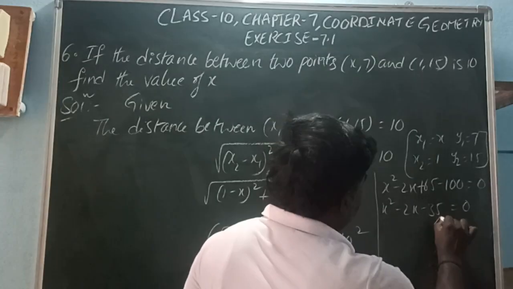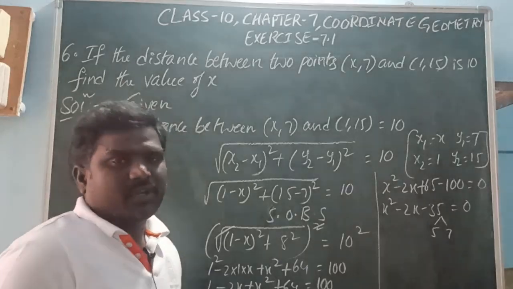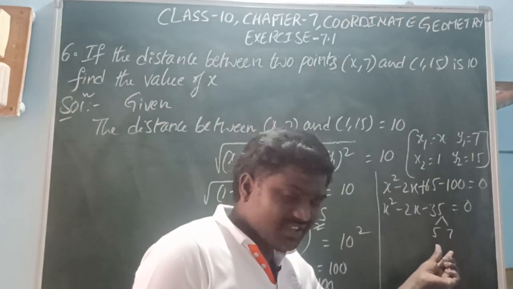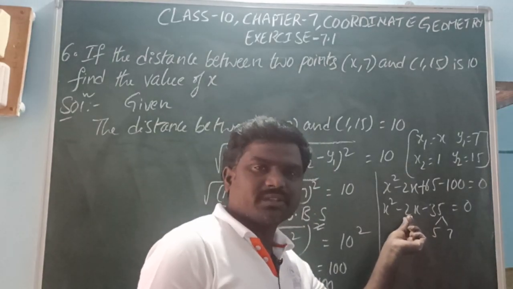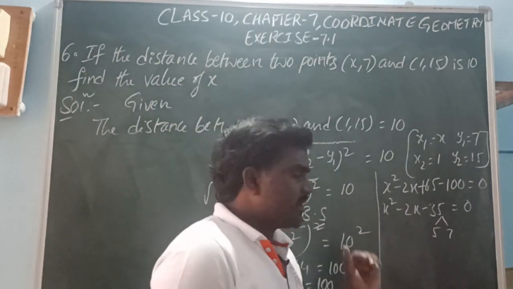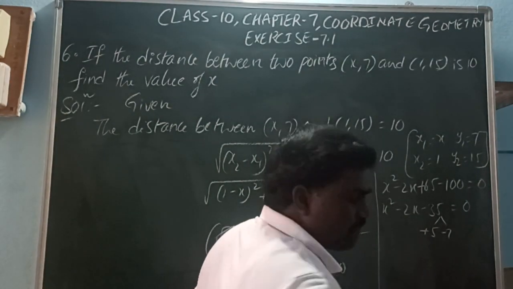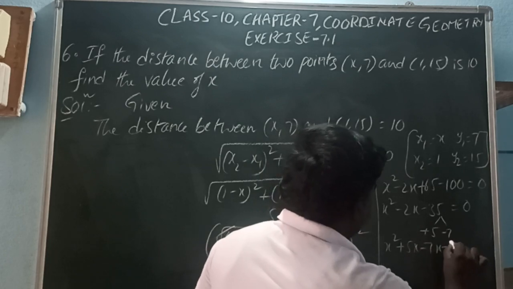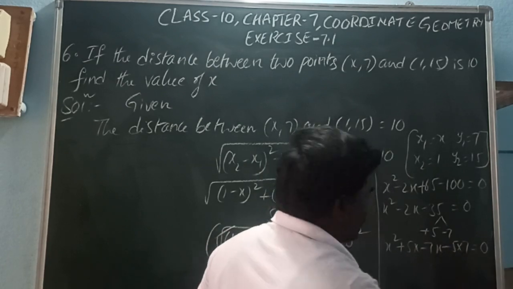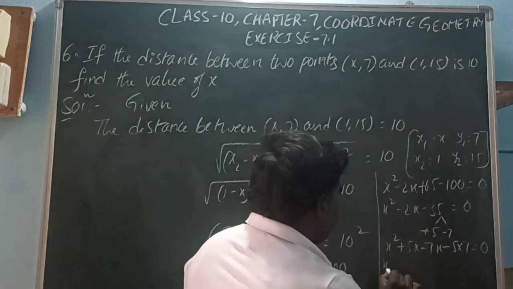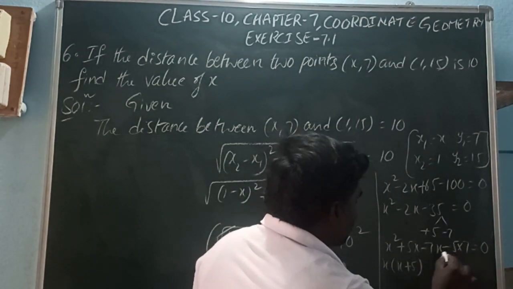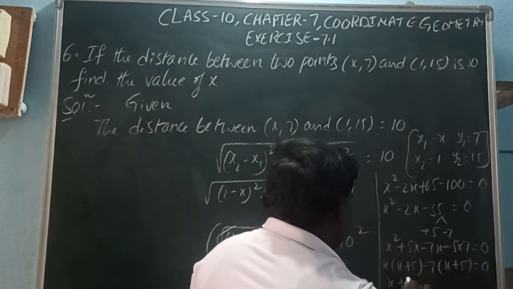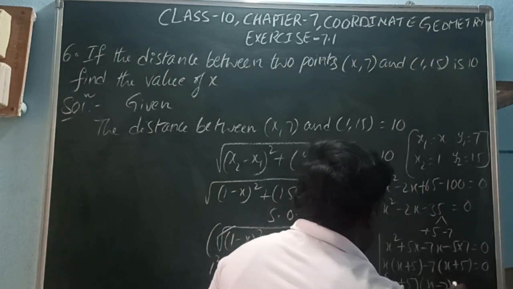So 35, how can you write? 5 and 7. The product of these factors is 35, and their sum or difference will become the x coefficient. Here what is the x coefficient? Minus 2. So that is plus 5 minus 7. So that is x square plus 5x minus 7x minus 5 into 7 is equal to 0. In these 2, what is common? x of (x plus 5). In these 2, what is common? Minus 7 of (x plus 5) is equal to 0. So that is (x plus 5) of (x minus 7) is equal to 0.